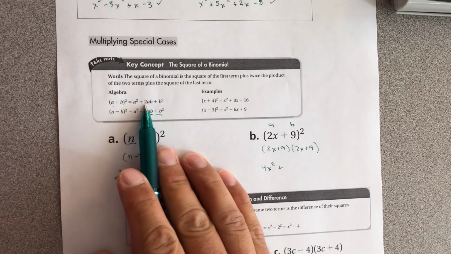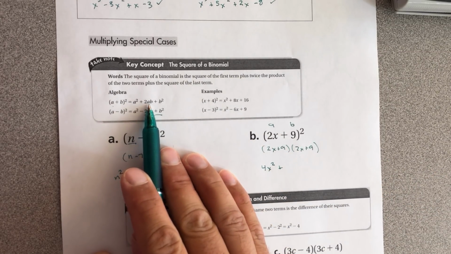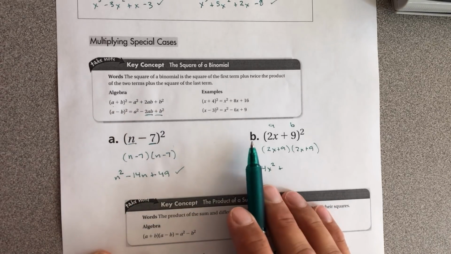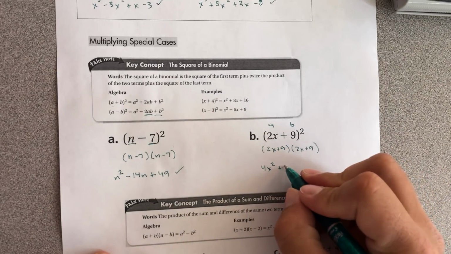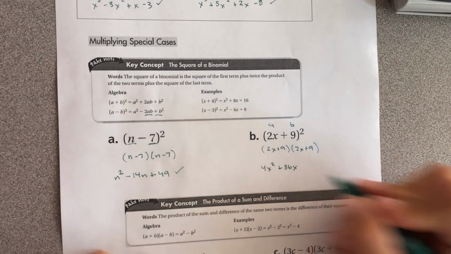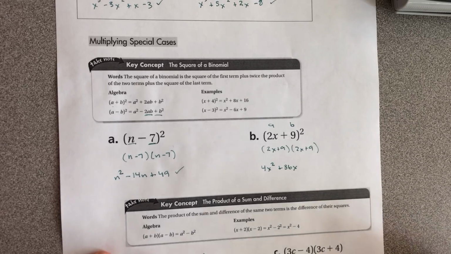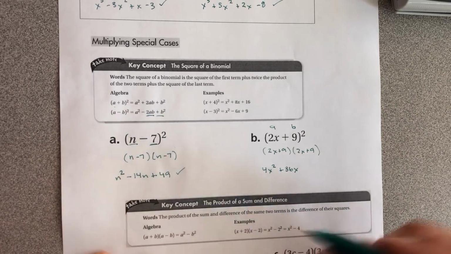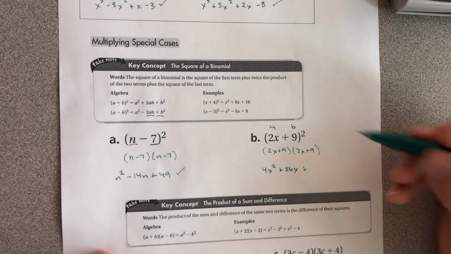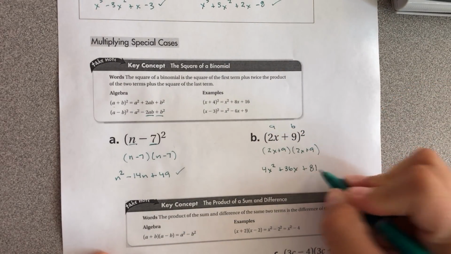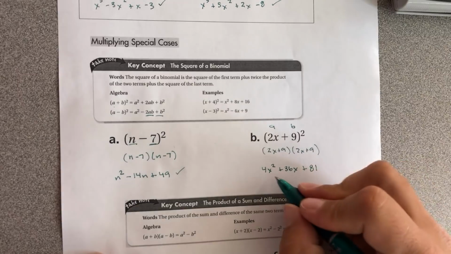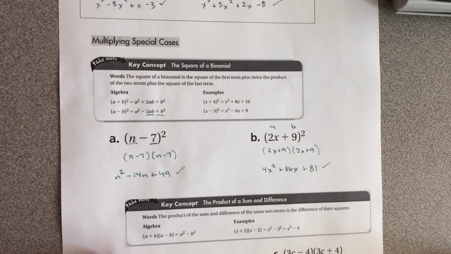Then I need to take 2, multiply it by a, multiply it by b. So 2 times 2x is 4x, times 9 is 36x. And then my last term is plus b squared. And b is 9, so I'm going to add 9 squared, which is 81. 1, 2, 3 terms, and I'm done.